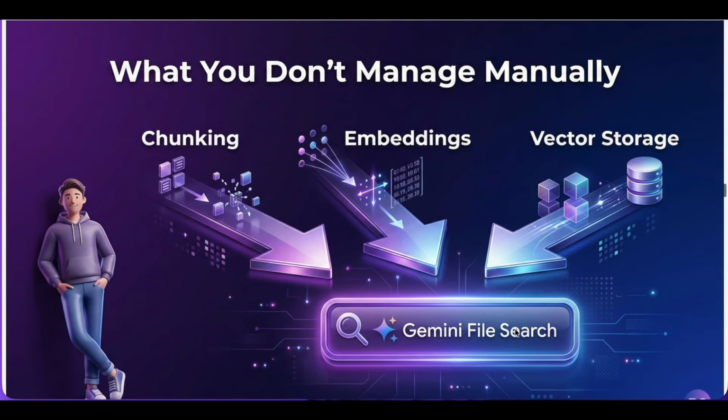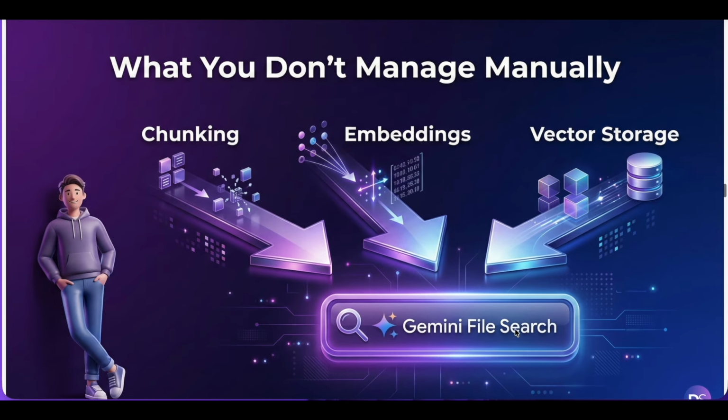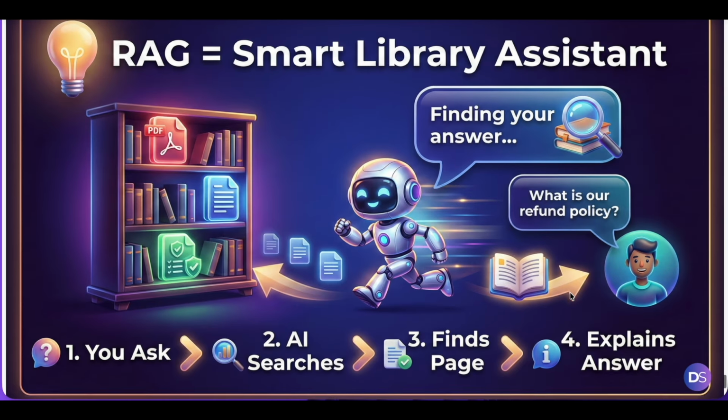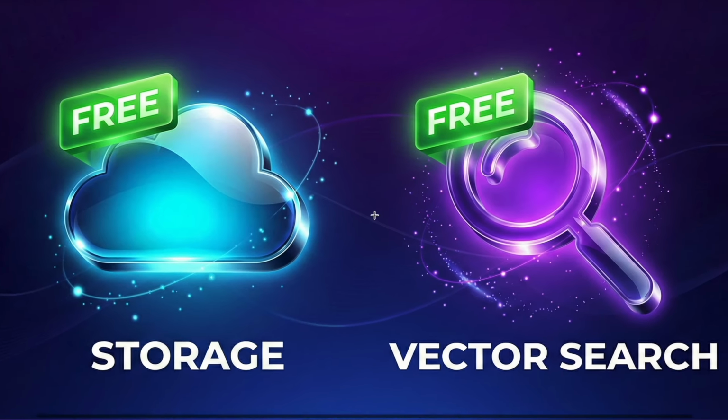It's a bit expensive and complicated, and most people give up. But now, you simply upload your PDF to Google. Google automatically chunks your document, creates embeddings, and stores everything. It lets you search by meaning, not by keywords. And the best part, you pay a tiny one-time fee just to upload the document. And after that, the storage is free, the vector search is free.